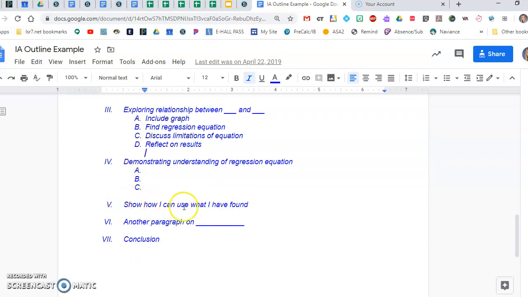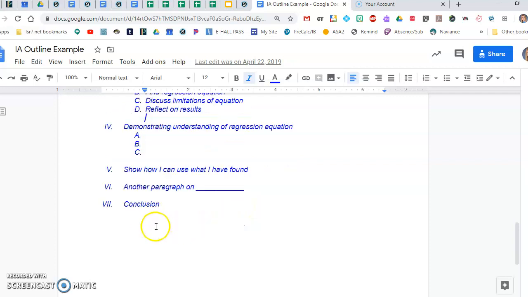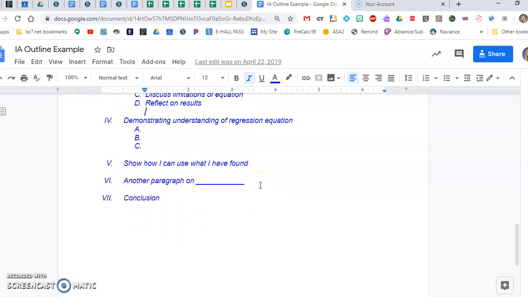And then maybe my fifth paragraph is that I can show how I can use what I found. Can I extrapolate? Can I interpolate? Why am I doing it? Why did I do this exploration? What was my aim? Was it so that I could then predict something? Maybe I'm trying to demonstrate that I understand why I wrote an equation, or what this data is telling me. So can I actually show how I can use what I found? Maybe the next paragraph is another paragraph on something else that's related. I don't know. Okay, I'm just trying to give you ideas.